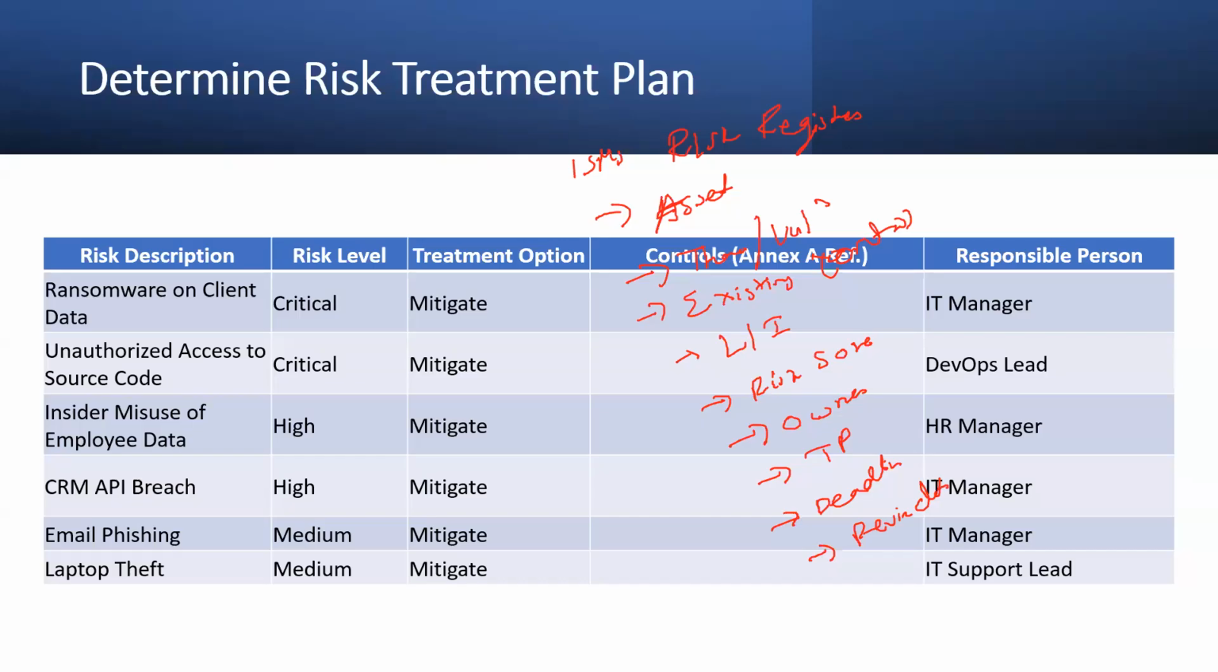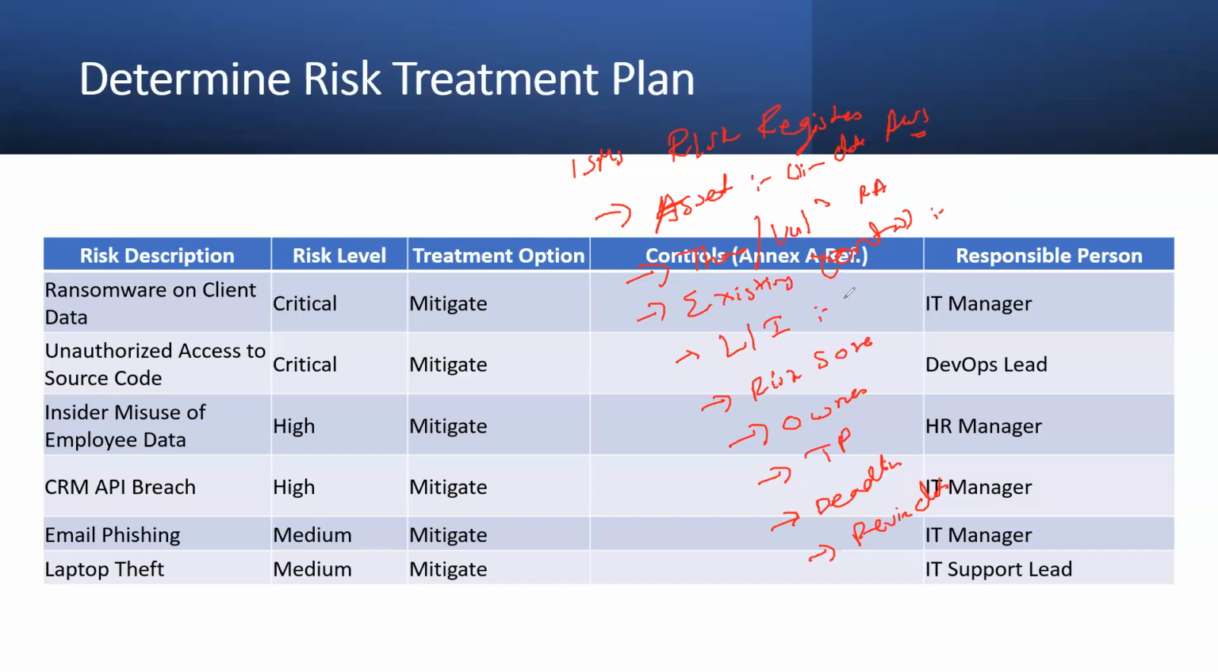Again, these are the basic things which you have to fill in over here. Let me give you an example. Let's consider the first one: ransomware on the client data. The asset will be my client data, which is stored on the AWS platform. What is the threat and vulnerability? Ransomware attack. Existing controls, let's say basic antivirus, a daily cloud backup, and multi-factor authentication for admin users. Like this you can mention the existing controls.